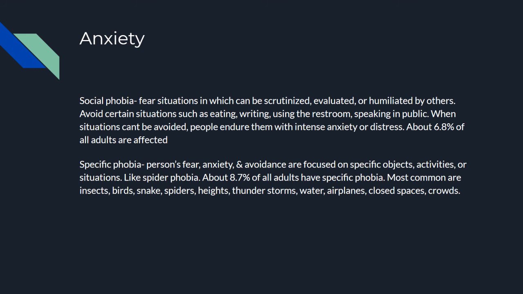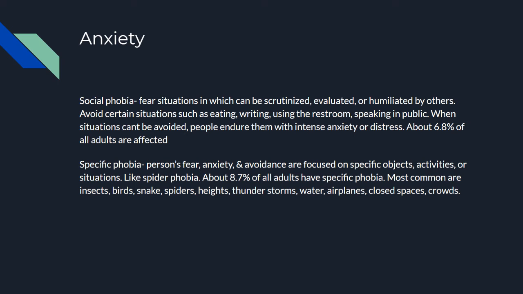Social phobia. People fear situations in which they can be scrutinized, evaluated, or humiliated by others. This leads them to avoid certain social situations such as eating, writing, using the bathroom, or speaking in public. When situations can't be avoided, people endure them with intense anxiety or distress. It's common for them to have a pounding heart, shaking hands, sweating, diarrhea, mental confusion, or even blushing. Social phobias greatly impair a person's ability to work, attend school, or form personal relationships. About 6.8% of all adults are affected by social phobia.